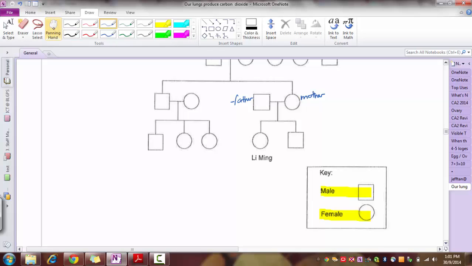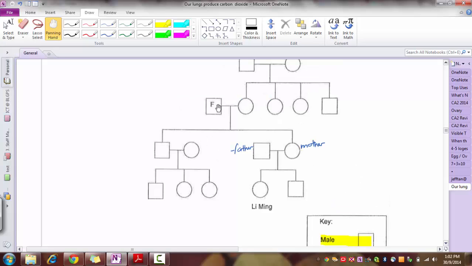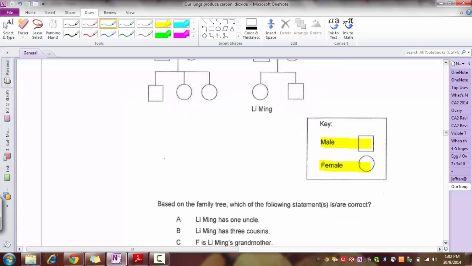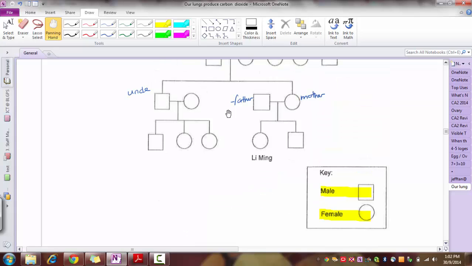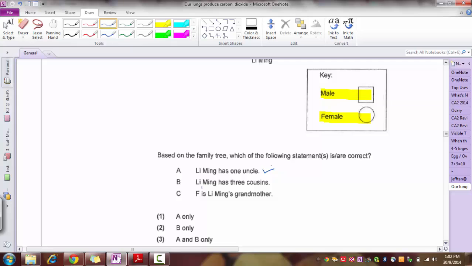Okay, now if you see here, the mother has one sibling here because they come from the same parents. So this is a male, so which means this is the uncle. Okay, so this statement A is true. Li Ming has one uncle. Okay, good. How about B? Li Ming has 3 cousins. Okay, so let's find out. So cousins are your uncle's children. So definitely I got 1, 2, 3. So Li Ming has 3 cousins. So this is okay.